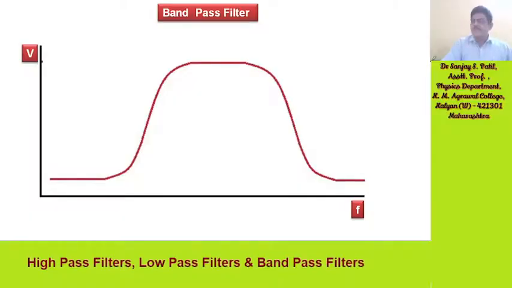So the basic idea is to block unwanted signal and to pass wanted signal, and that is why it is called a filter. So there are types as per the requirements, whichever filter we require, whether high pass filter, low pass filter, or band pass filter. So this is all about the filters which we have seen.